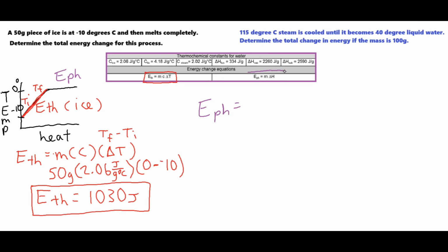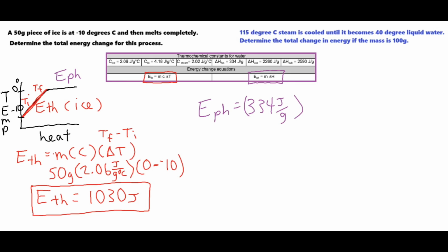That's where we use this second formula over here, which is just m delta H. Now, just like our C values, we have three different delta H values. We have delta H of fusion, 334. We have delta H of vaporization, 2,260, and we have delta H of sublimation, 2,590. Okay, now this one is in its phase that it's melting, which is going to be our first one. It's going to be 334 joules of energy per gram to get it to go through that phase change.